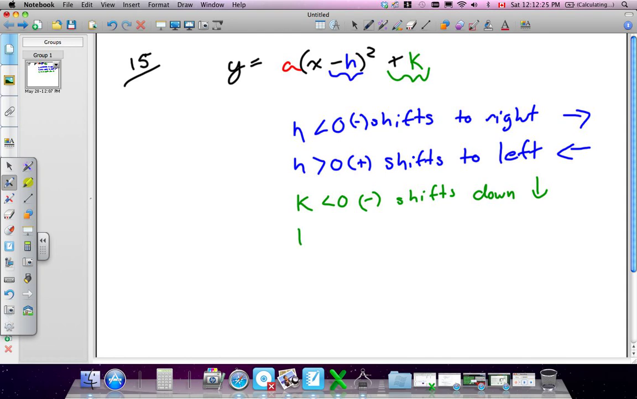If K is greater than 0, if it's positive, it shifts which way? Yep, pretty straightforward. Okay, shifts up. And finally, A has to do with stretching, but I feel like you guys look at me a little funny, so I'm going to try to clarify what I'm saying.